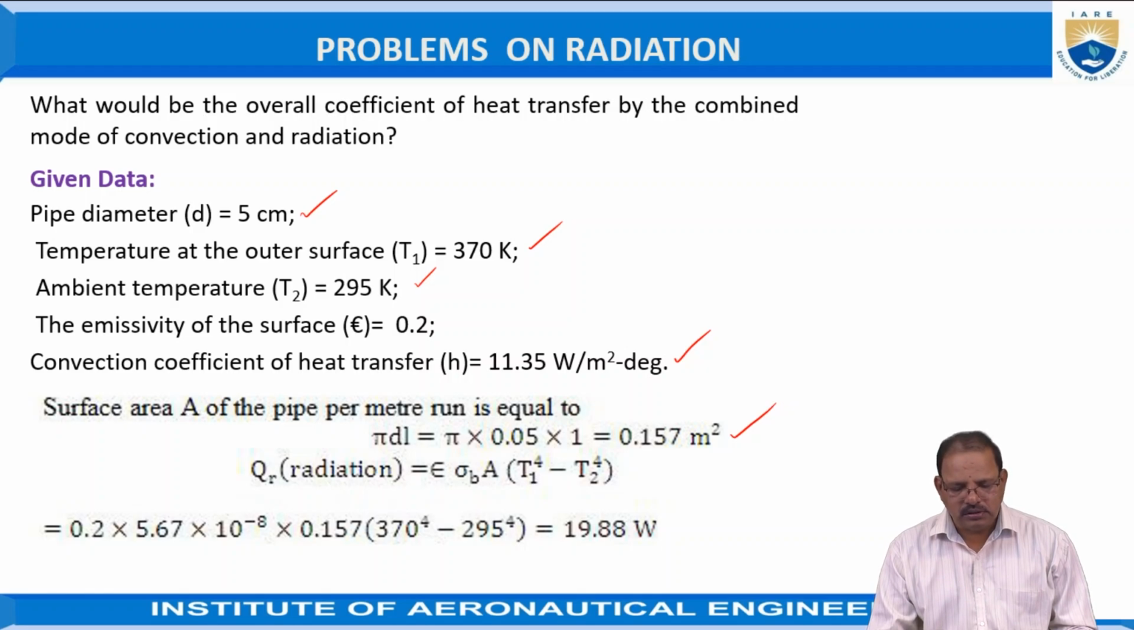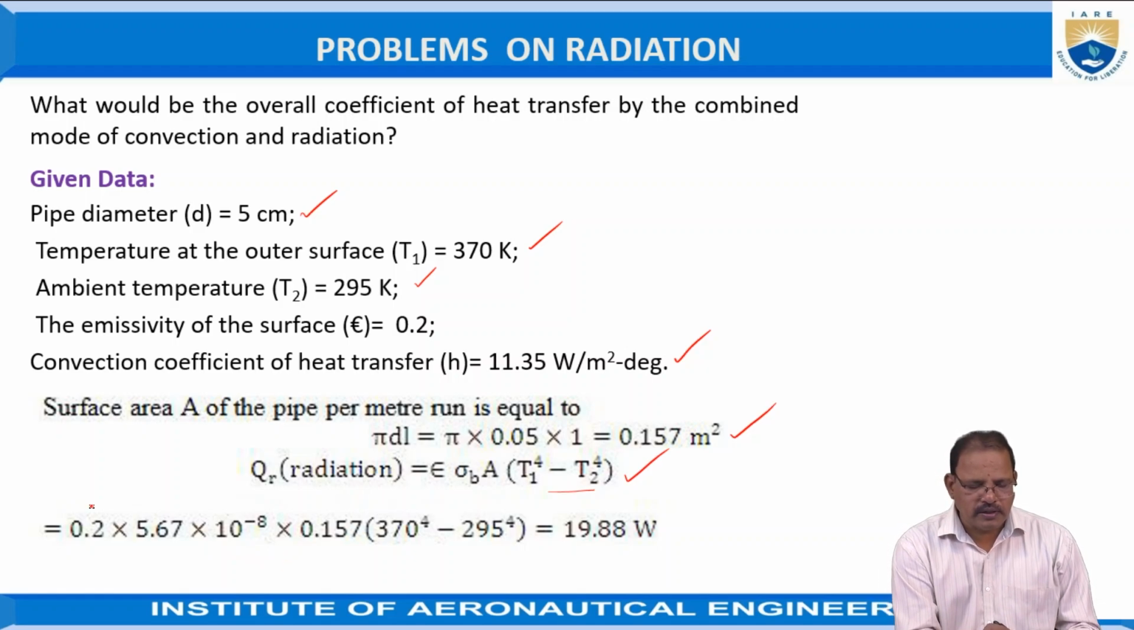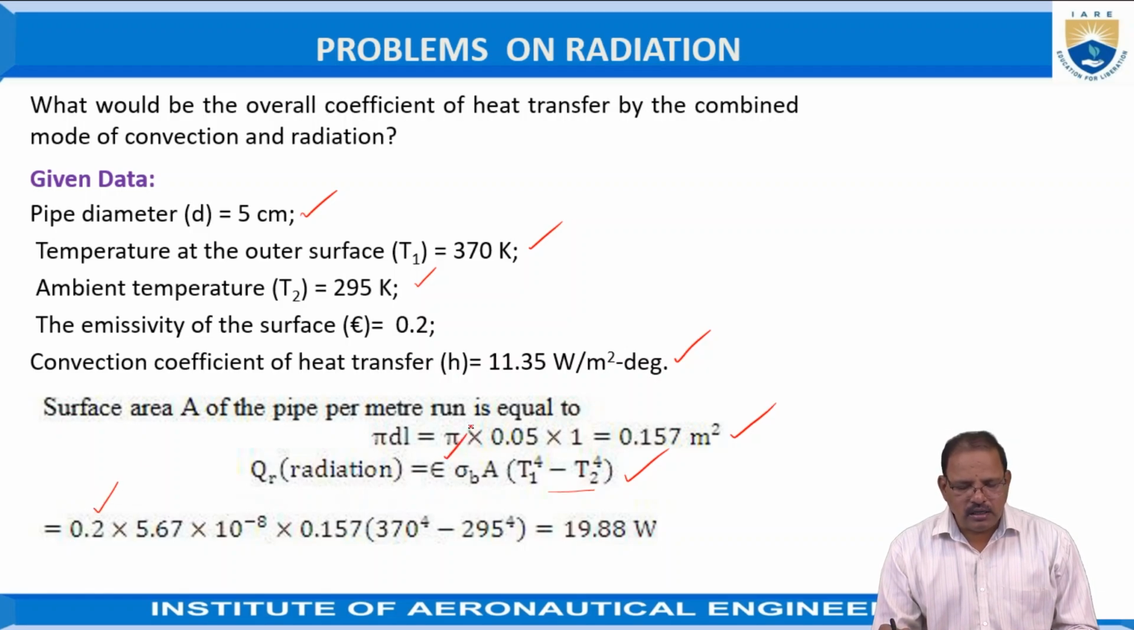Radiation is equal to, according to the relations, epsilon multiplied by sigma b into A into T1 to the power of 4 minus T2 to the power of 4. Here, from the given data, the emissivity of the surface is given as 0.2, which is epsilon, and sigma b, the Boltzmann constant, is 5.67 into 10 to the power of minus 8.